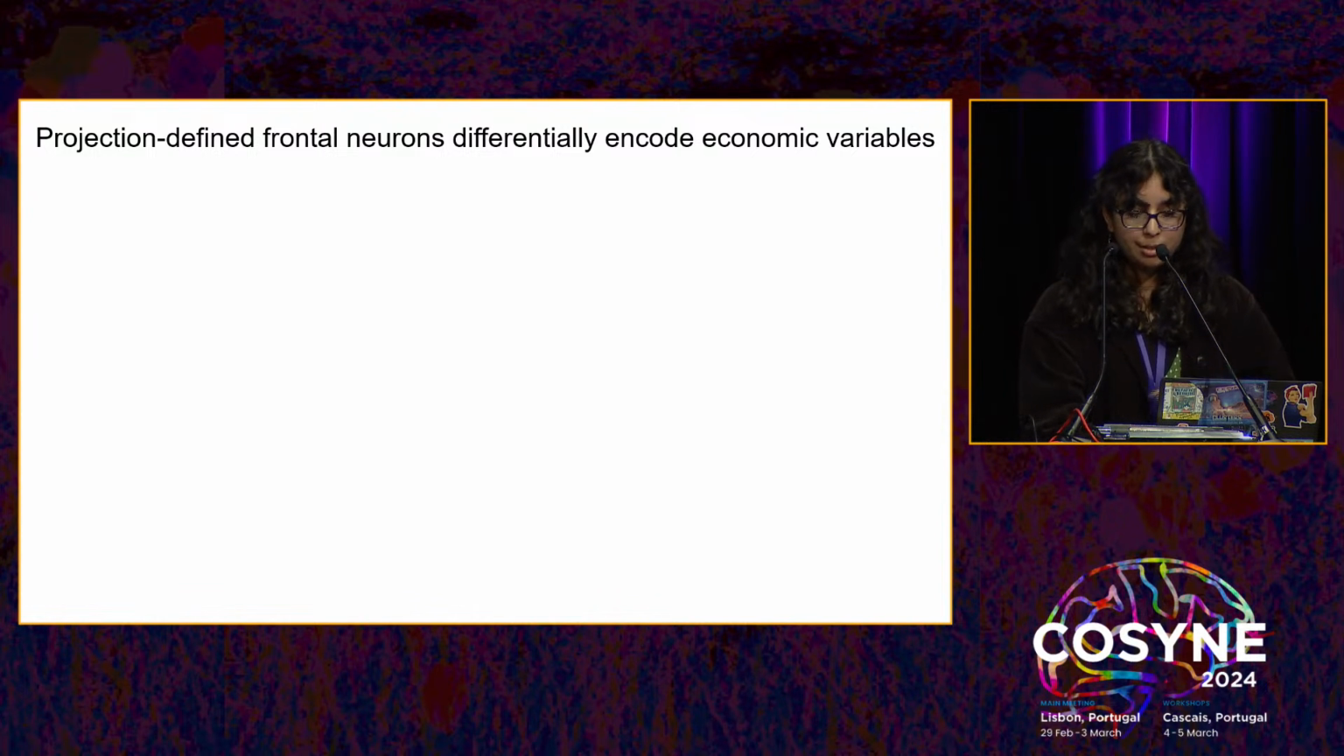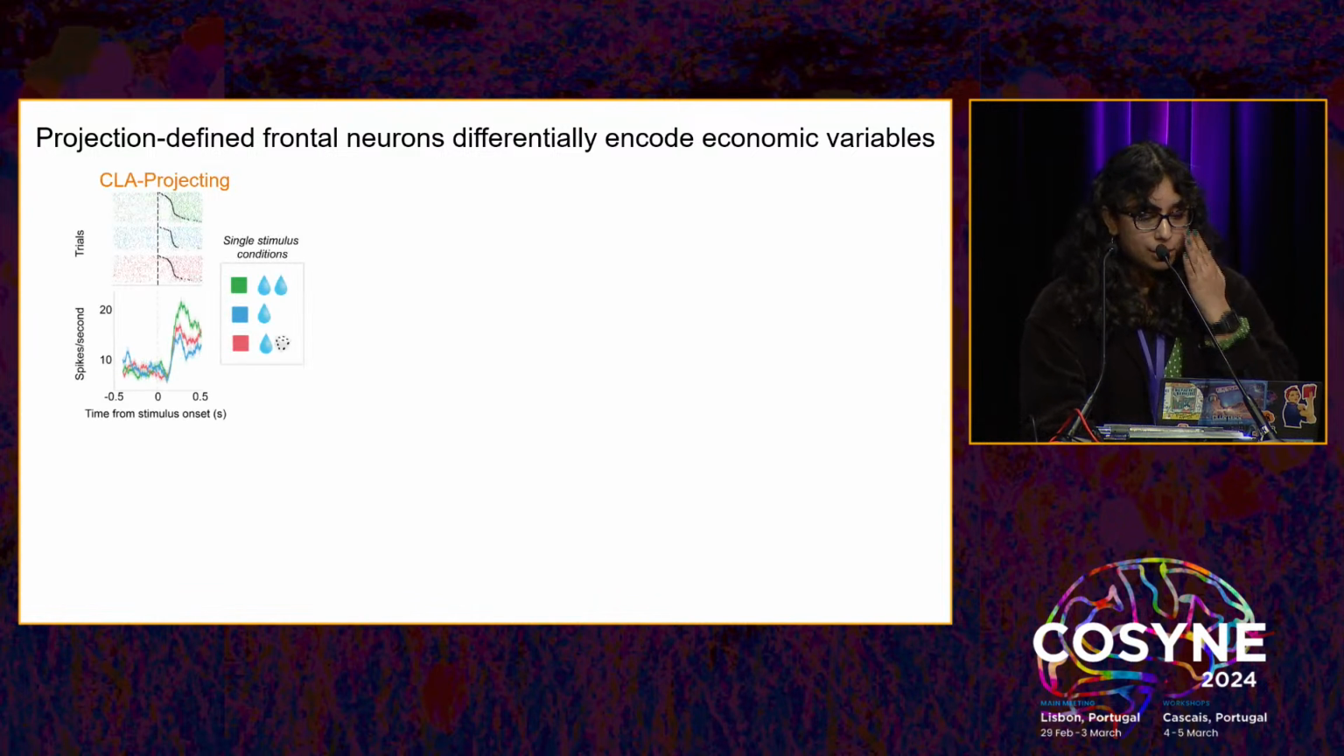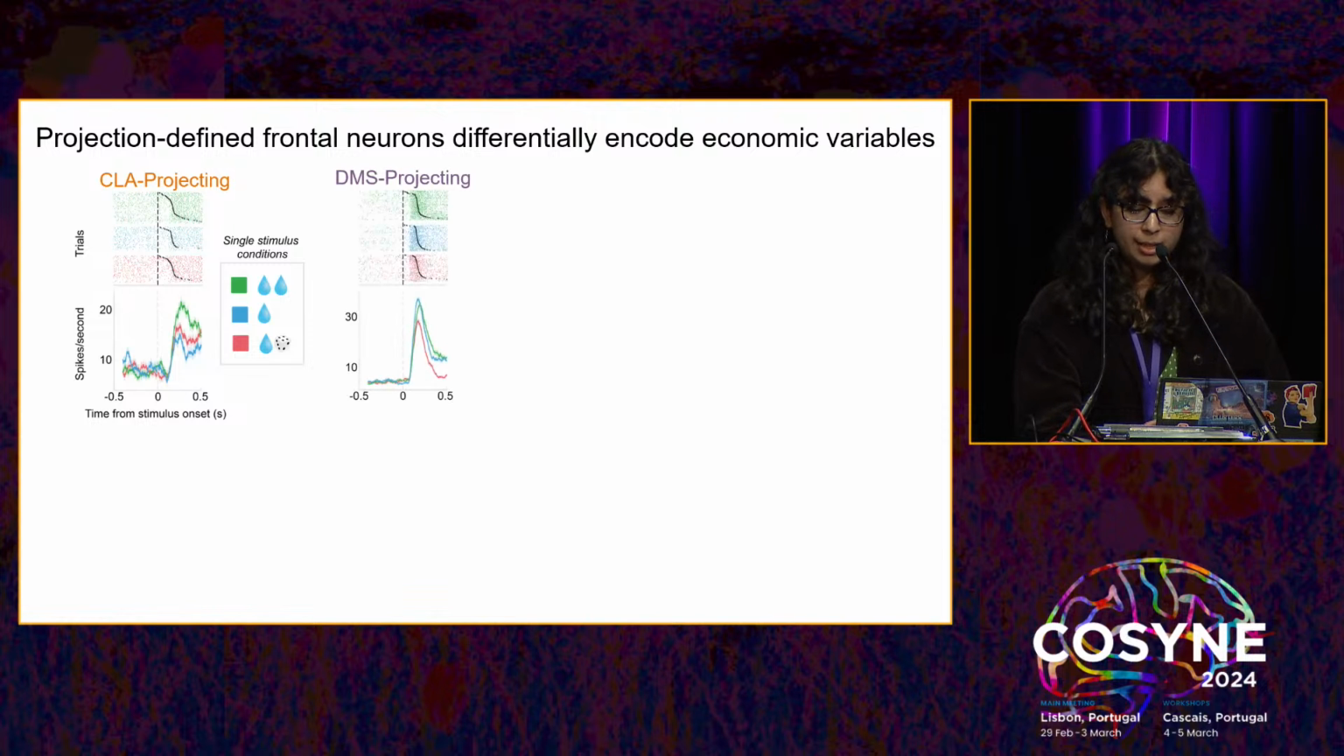trial conditions. For example, this claustrum projecting frontal neuron shows larger responses to the stimulus with high EV, but small and comparable responses to stimuli with low EV. Conversely, this DMS projecting neuron shows a reduced response to the risky stimulus and similar responses to the safe stimuli.